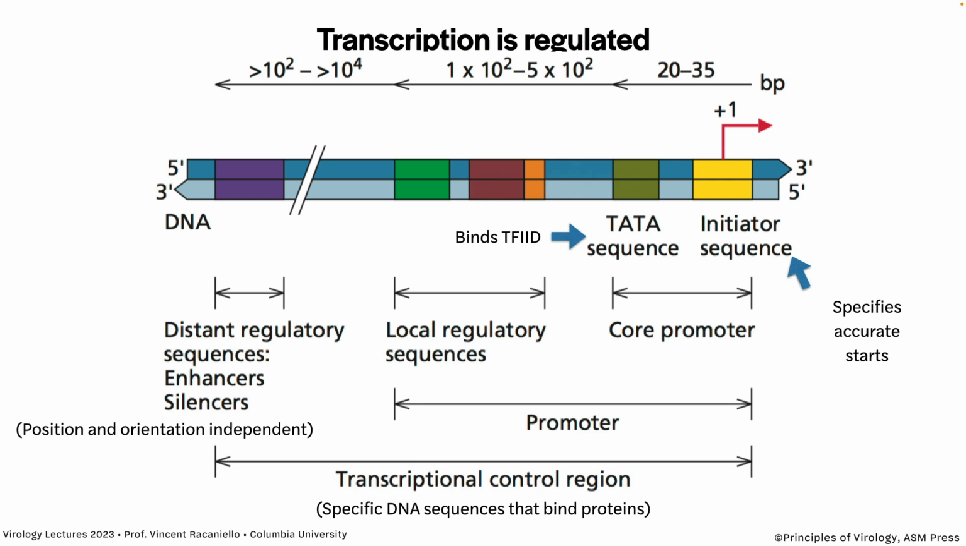Transcription is a highly regulated process, and it is regulated by control sequences in the DNA. So here is a model piece of DNA showing you all these sequences. Here's the start of transcription at the plus one with the red arrow. And the yellow here is what's called an initiator sequence. It is a specific sequence recognized by the polymerase that specifies where to start. All right, and then a little upstream from that, in green, is called the TATA sequence. This binds a transcription protein called TFIID. And together, the initiator and the TATA form the core promoter.